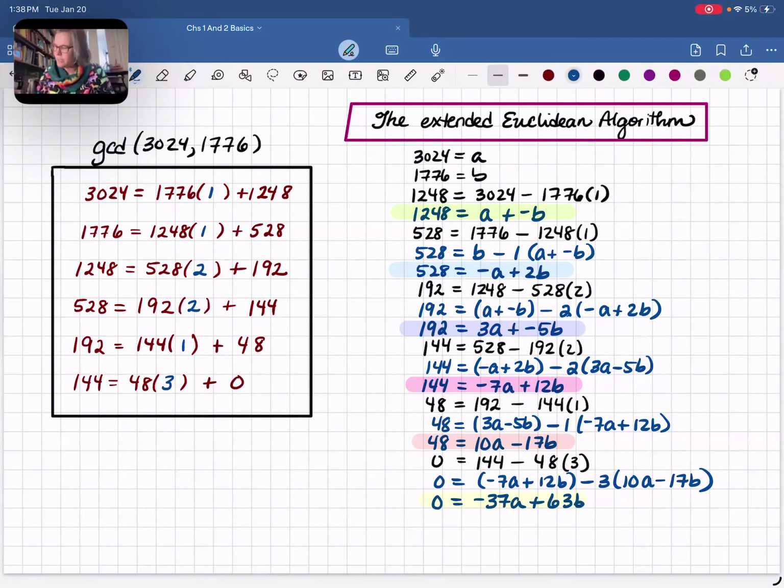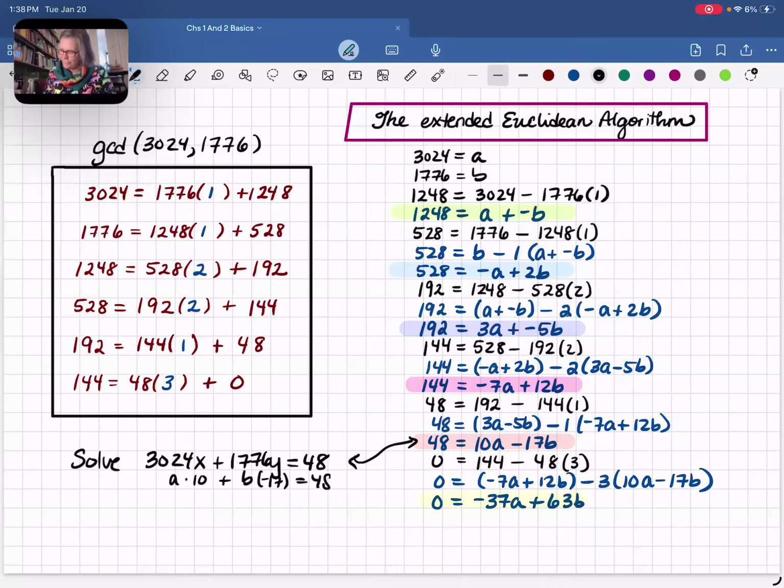And so in particular, for example, if I wanted to solve 3024x plus 1776 times y equals 48, I could look right here and say, well, 48 is 10a minus 17b. Well, a is 3024, so this is a times 10 plus b times negative 17 is 48. So what I've done here is I've solved this equation. I found an integer solution, x equals 10, y equals negative 17.